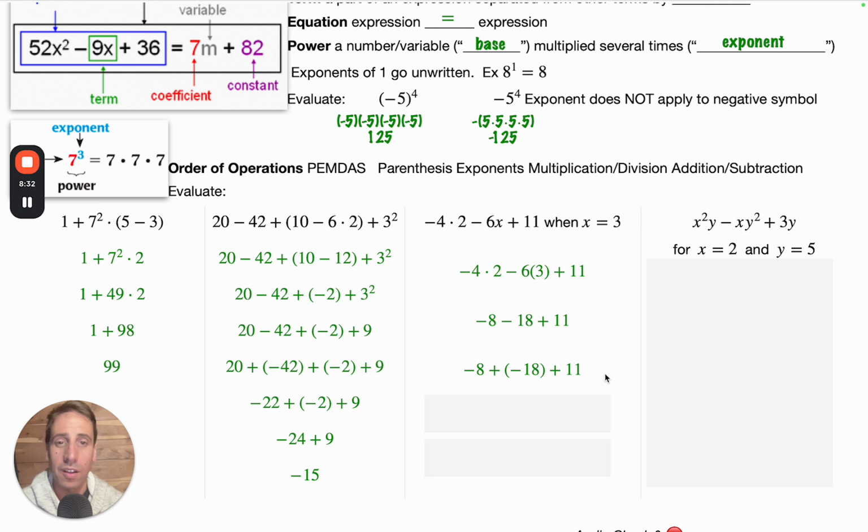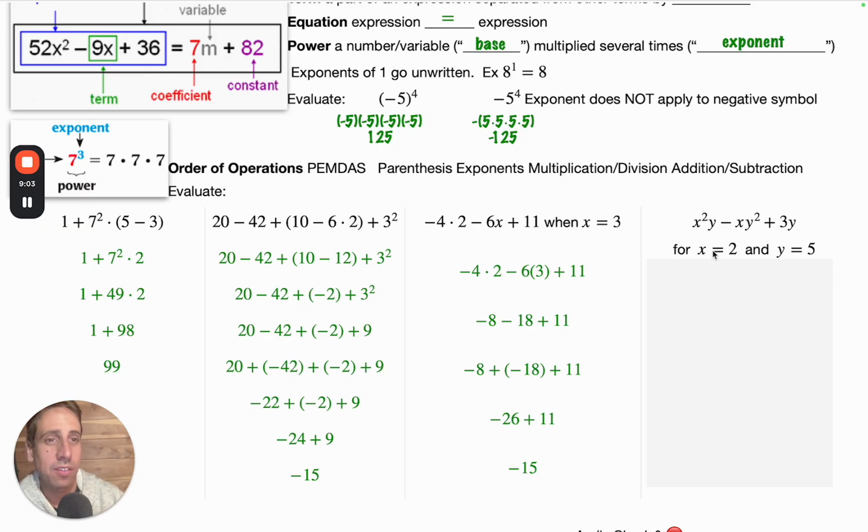And now, same signs add and keep. These are the same signs. They're both negative. So 8 plus 18 is 26. Keep the sign of the bigger number, which is 18, and you get negative 26. Negative 26 plus positive 11. Same signs add and keep, different signs subtract. So we've got 26 minus 11 is 15. And keep the sign of the bigger number, which is negative 26. Boom. There's your answer, negative 15.